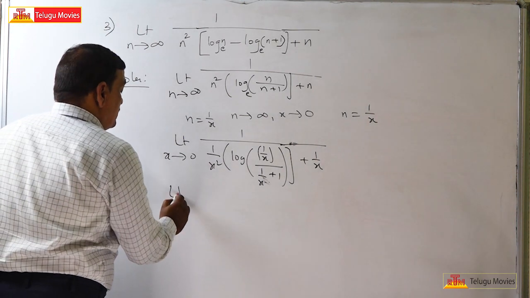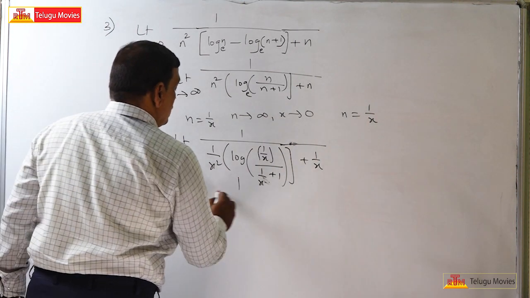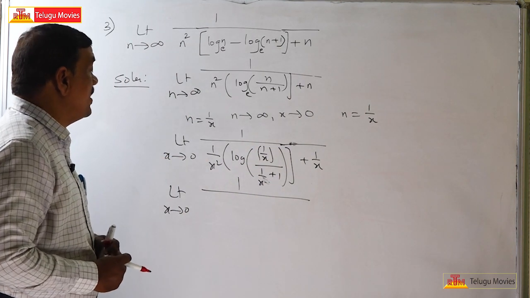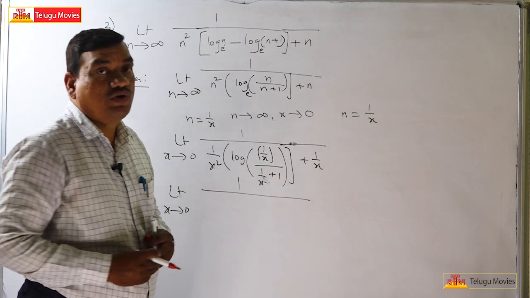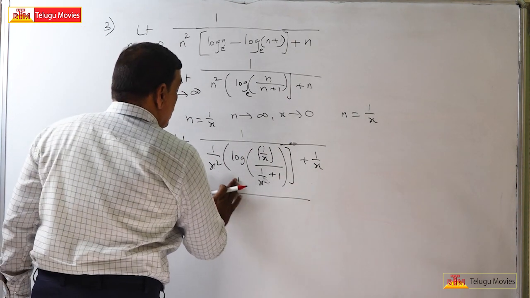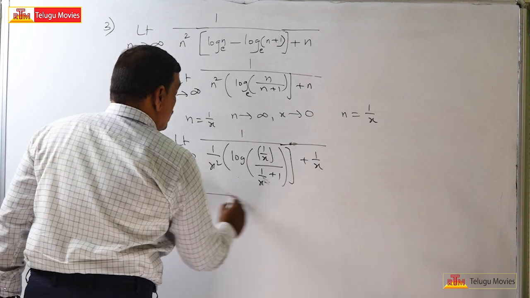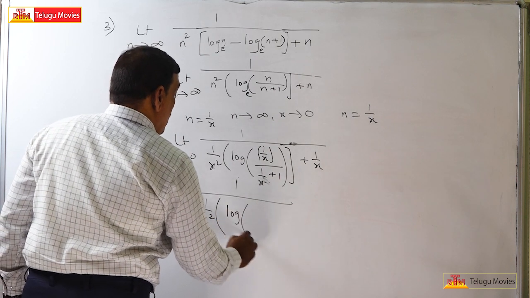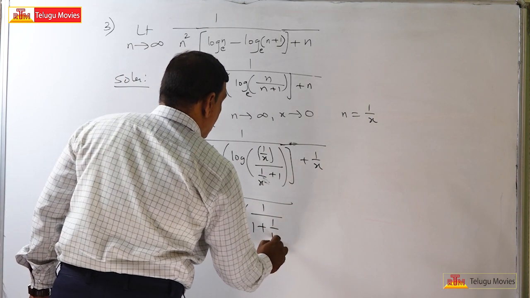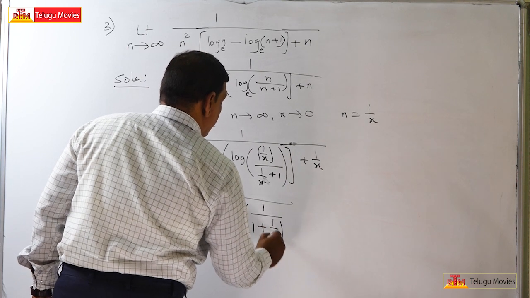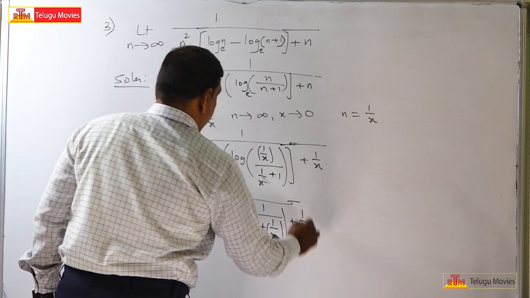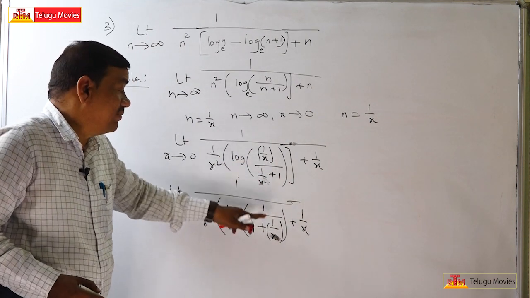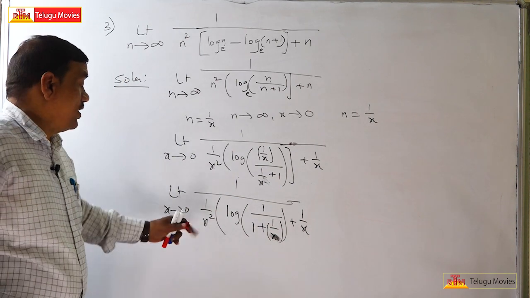See here, this is equal to limit x tends to 0. Can I take 1 by x square as a common outside? If I take 1 by x square as a common outside, x square will go in the numerator. One more step I will write down. So 1 by x square as a common outside, log of 1 plus 1 by x, dividing numerator and denominator with 1 by x.